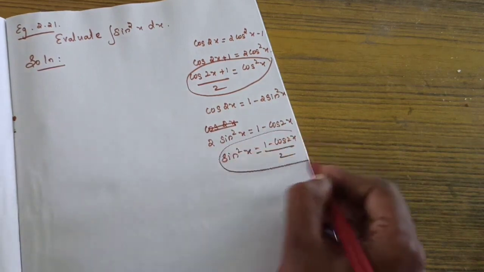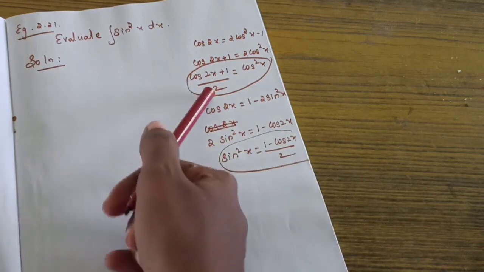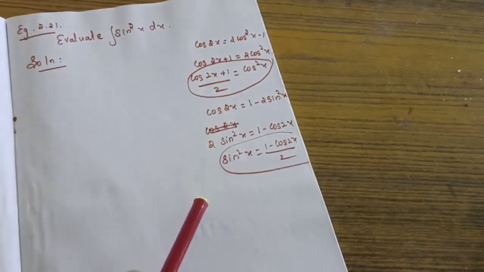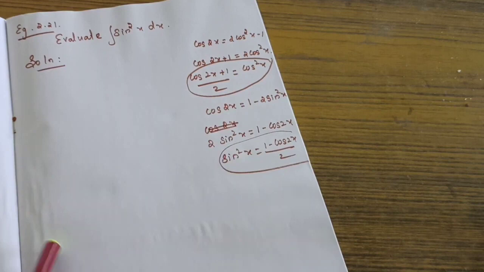Now this is a formula we can use here. Last year you have learned all the formulas. So this is a formula. If it is cos square x, you can apply this formula. Yes. So here they asked us sin square x, so because of that I am using this formula and I find out the sin square x.